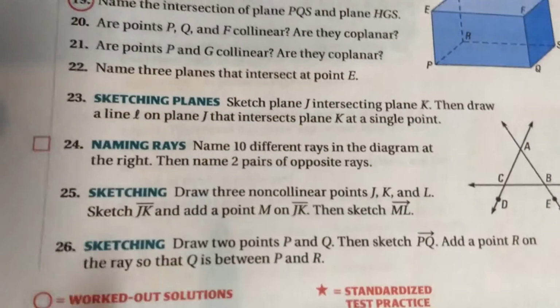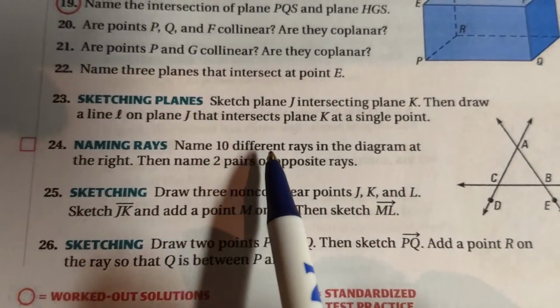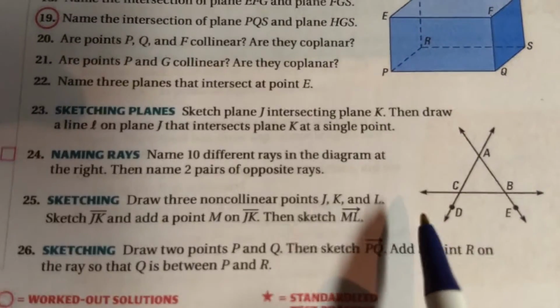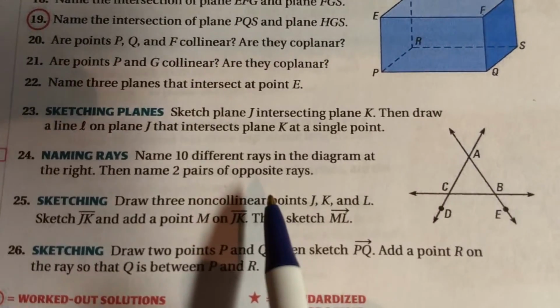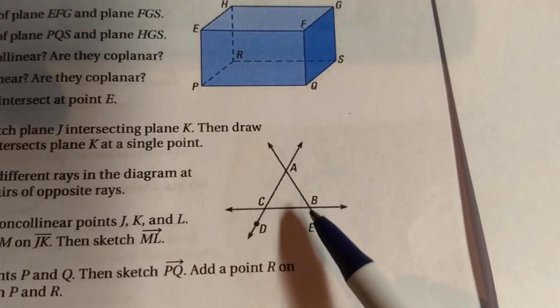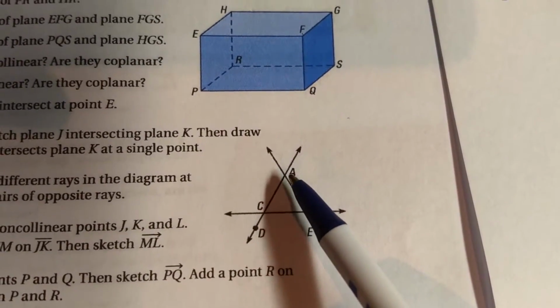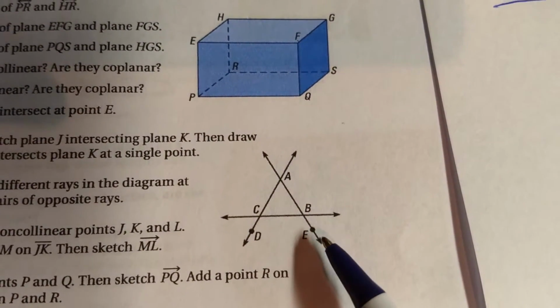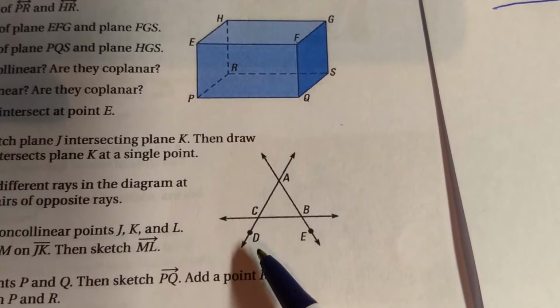In number 24, it says we're going to try to name 10 different rays, and actually there's more than that in this diagram over here, and then we'll talk about opposite rays. So when I'm looking at this diagram, you see a bunch of different points here, kind of the vertices of the triangle, so A and C and B, and then you've got these two outside points, D and E, that are going to help us out as well.